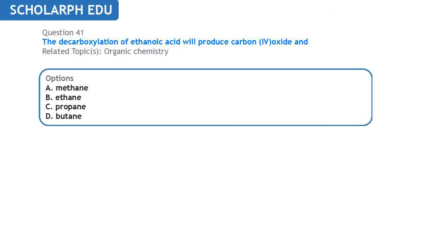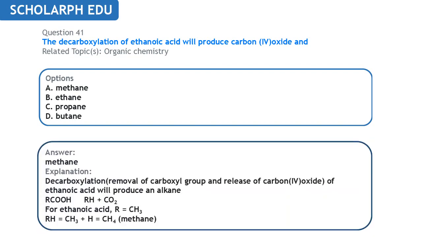The decarboxylation of ethanoic acid will produce carbon dioxide, that is CO2. Now, the general formula for a carboxylic acid is RCOOH. If you decarboxylate it, that is, remove the carboxyl group and carbon dioxide is released from it, that means you are going to have CO2 removed, so the remaining thing you are going to have is just RH.